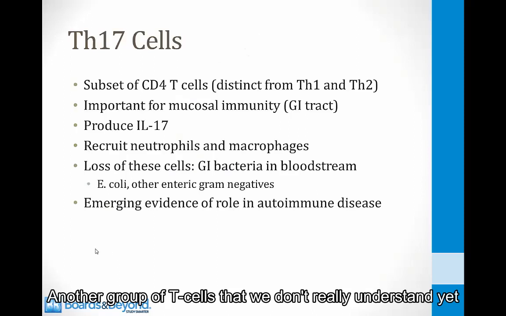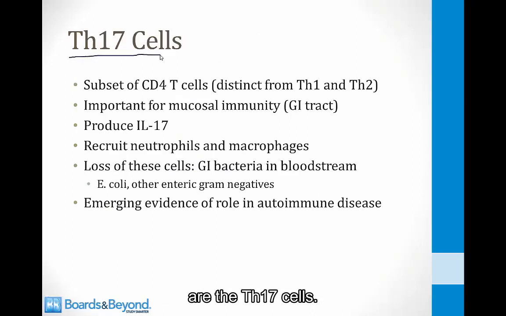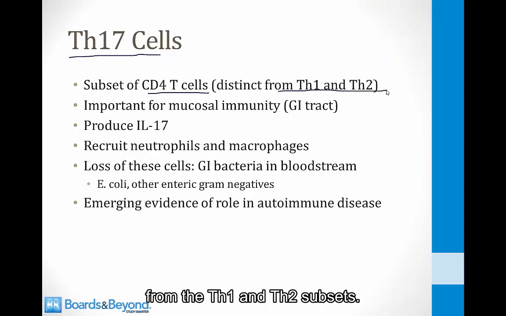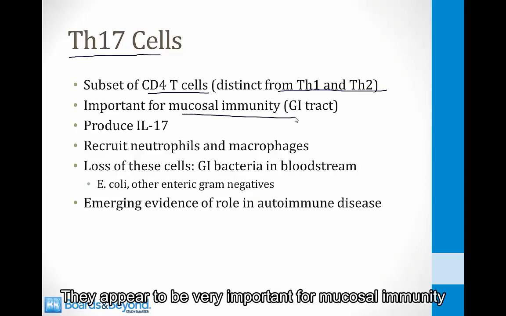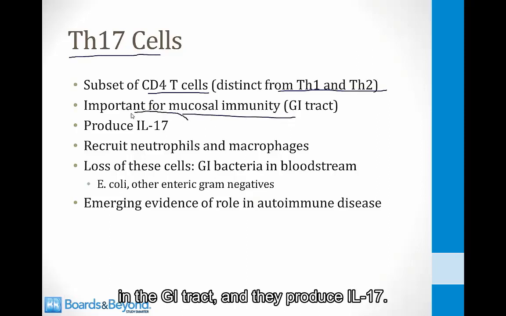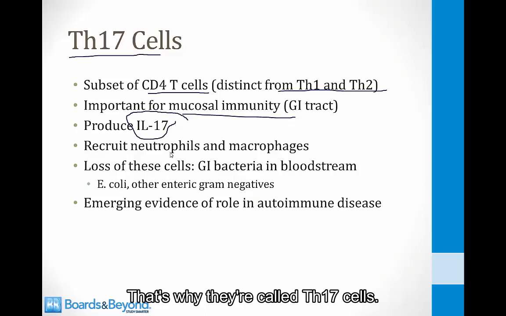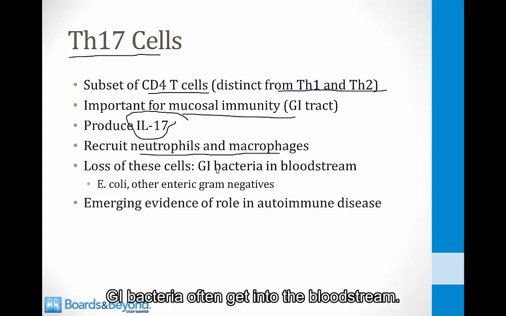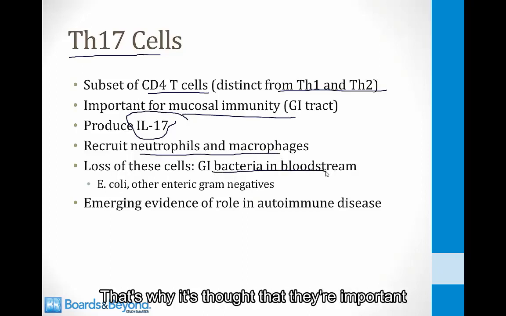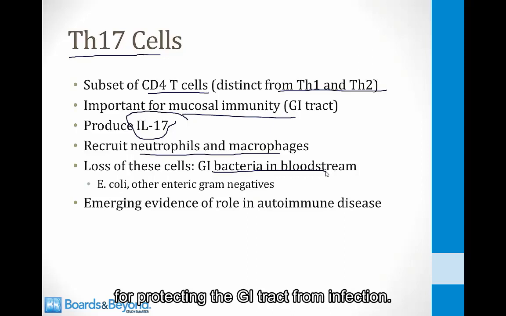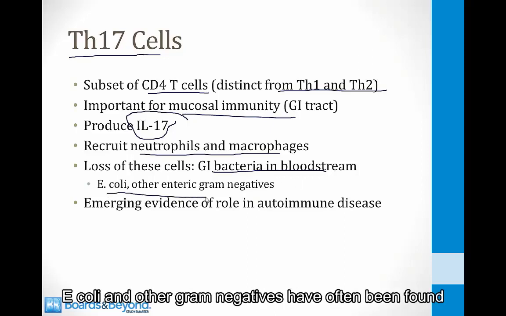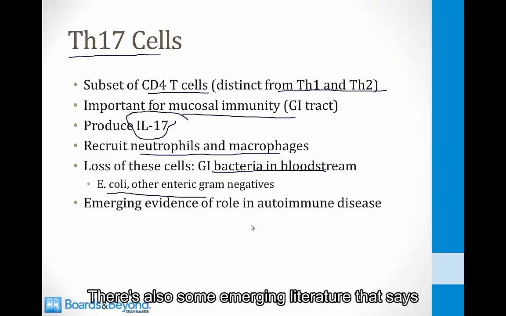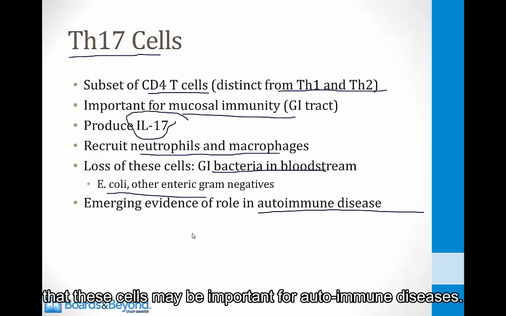Another group of T cells that we don't really understand yet are the Th17 cells. These are a subset of CD4 T cells that are distinct from the Th1 and Th2 subsets. They appear to be very important for mucosal immunity in the GI tract, and they produce IL-17. That's why they're called Th17 cells. They recruit neutrophils and macrophages, and when you lose these Th17 cells, GI bacteria often get into the bloodstream. That's why it's thought that they're important for protecting the GI tract from infection. E. coli and other gram-negatives have often been found in the bloodstream of animals that lack Th17 cells. There's also some emerging literature that says that these cells may be important for autoimmune diseases.